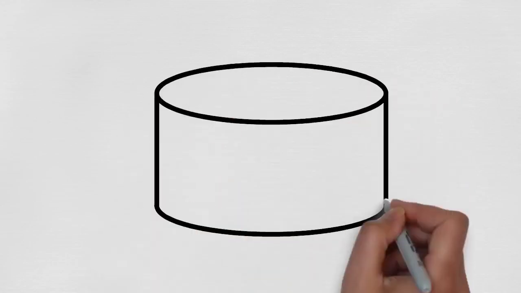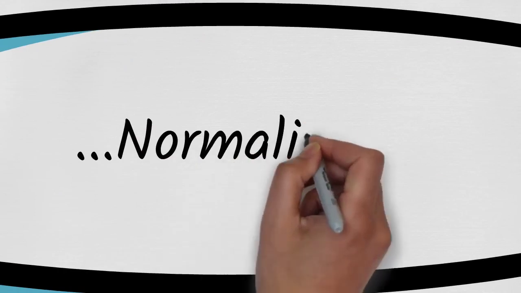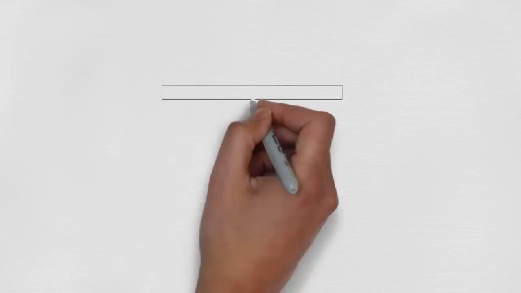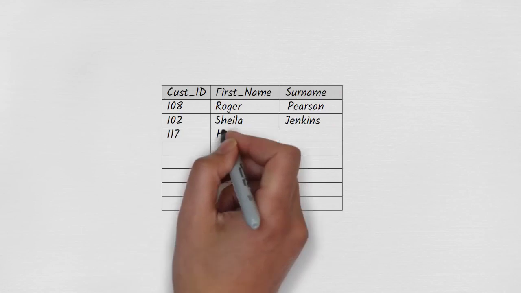If you've had some exposure to relational databases, you've probably come across the term normalization. But what is normalization? Why do we do it? How do we do it? And what bad things can happen if we don't do it? In this video, we're going to explore database normalization from a practical perspective.